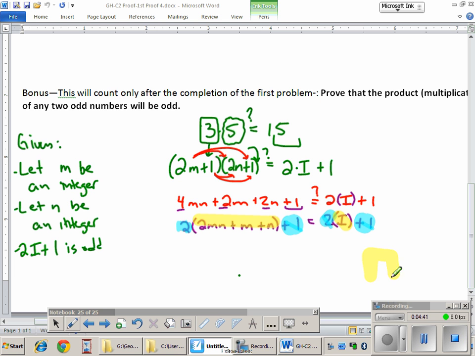We're done. That's it. We have shown that if I take any two random odd numbers and multiply them, the result will be 2 times an integer plus 1, hence odd. That is complete. That is finished. We are done.